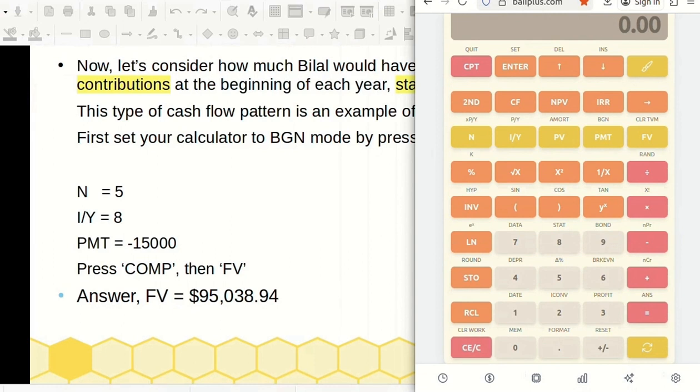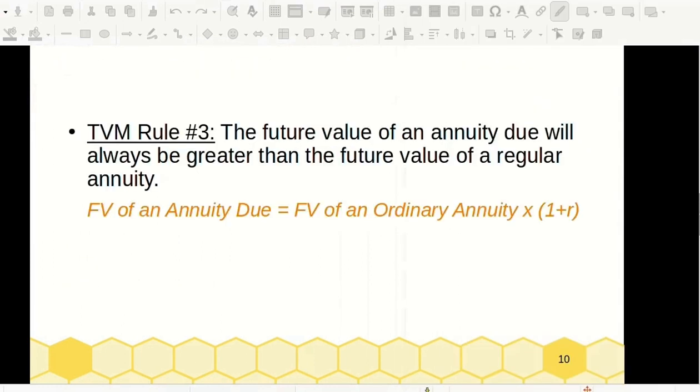Now let's see the third rule of the TVM concept, which is the future value of an annuity due will always be greater than the future value of a regular annuity. Why? Because in case of an annuity due, the payments are made at the beginning of every period, giving every single payment an extra period to earn compound interest, whereas in ordinary annuity, payments occur only at the end of the period.